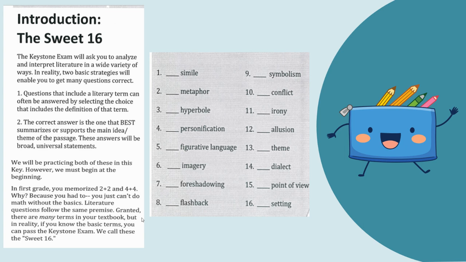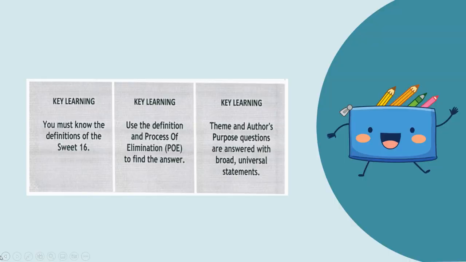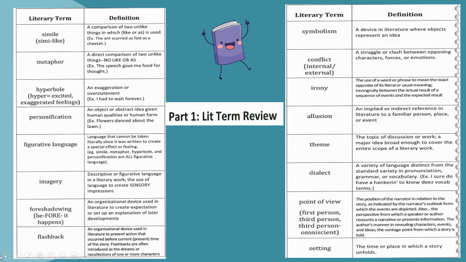The Sweet 16 are simile, metaphor, hyperbole, personification, figurative language, imagery, foreshadowing, flashback, symbolism, conflict, irony, allusion, theme, dialect, point of view, and setting. Now, you might not remember all of these terms, so it's going to be good to look through these terms and break down ones that you remember and ones that you don't.